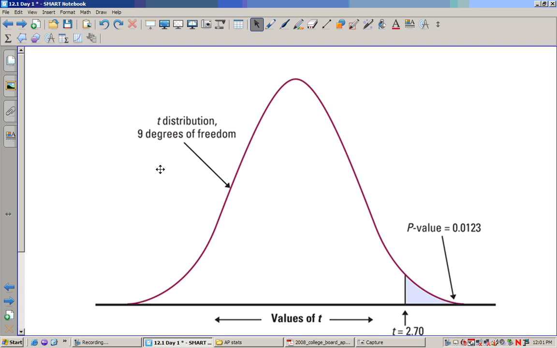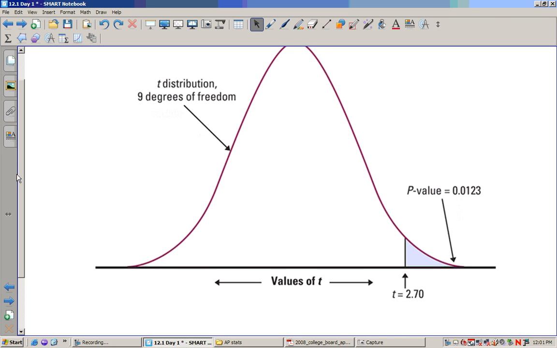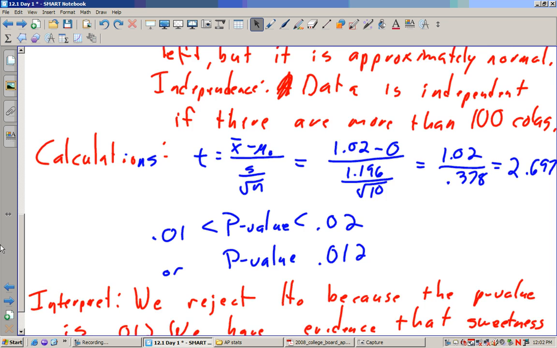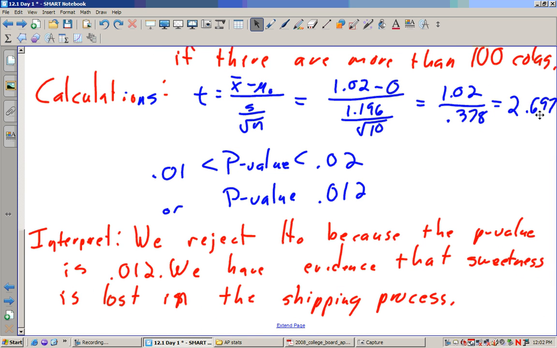Now on our t graph, you can see that this is our t distribution. Remember, this is not a normal distribution, it's a t distribution, so it's a little bit different. It's a little bit wider than a normal distribution. And a t of 2.70 on the right-hand side would be 0.0123. And hopefully that's what we get. We're a little bit more specific.